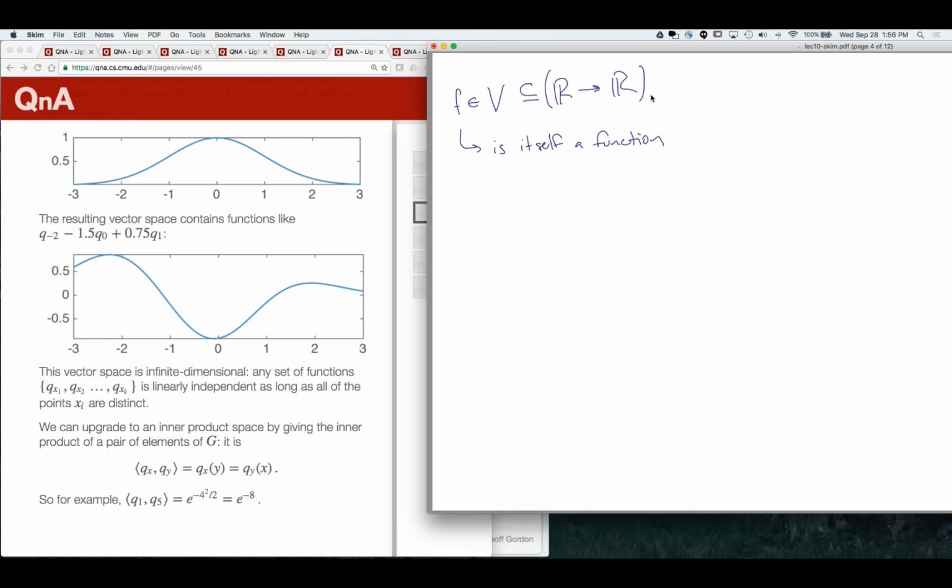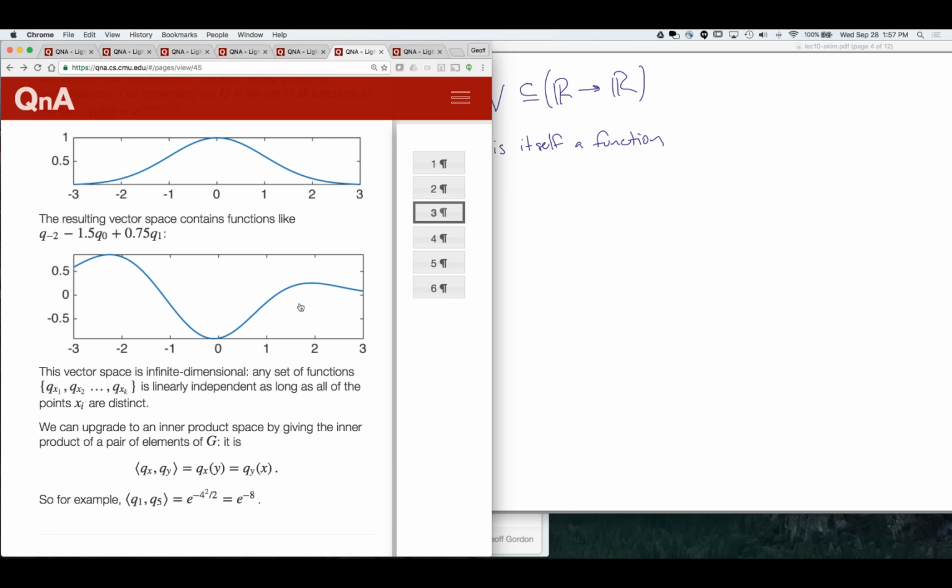So going back to this example here, this plot here is a plot of a function, and this function is an element of our vector space. It's just one vector, and then there are infinitely many other vectors that are all different functions. They might go like that, or like that. They're all different smooth functions that you can get by adding together basis vectors. Okay.